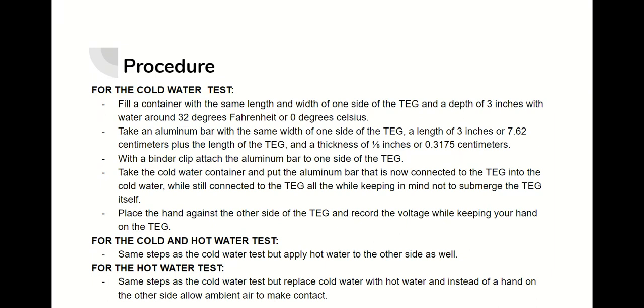For the procedure for the cold water test, it's pretty much the same for the hot water test. They're very similar, except that we're going to change the heat sources, and we're going to use an aluminum bar. We're going to use a container to hold the water, and we're going to use an aluminum bar to see if maybe the heat will go through the aluminum bar without having to have direct contact with the thermoelectric generator hot side.